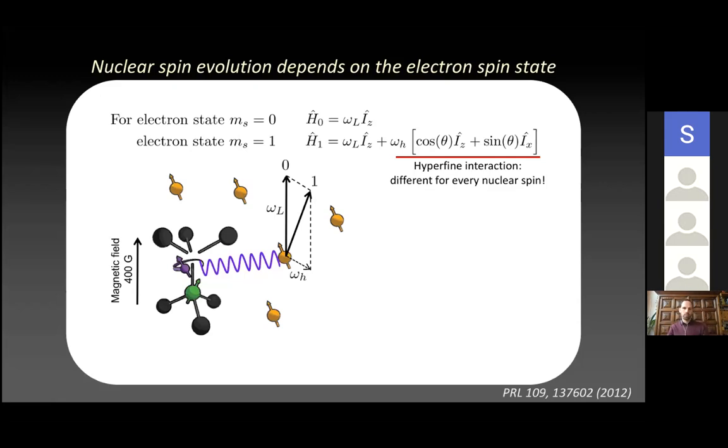But if this interpulse delay, this up and down, actually hits a resonance, namely resonance with this interaction, then we are going to coherently rotate the nuclear spin. And this is actually what we are seeing in this previous picture. Maybe I can go back to this slide.